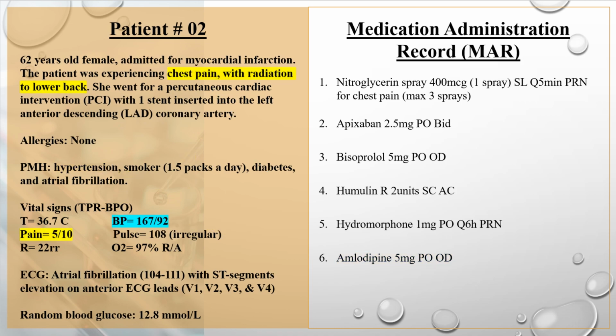Next. Which medication will have a primary effect on relieving chest pain with a radiation to the lower back, in this case 5 out of 10, and it will have a secondary effect in lowering the blood pressure? Pause the video and I'll give you the answer in a few seconds.